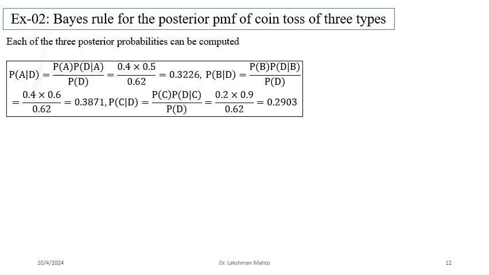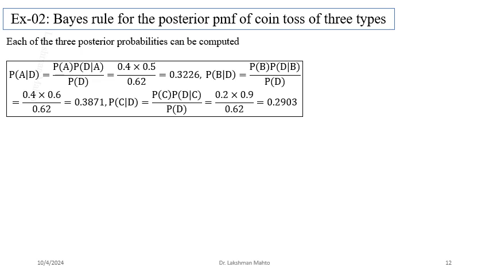So apply Bayes rule: probability of A times probability of D given A, divided by probability of D. The probability of D you have just computed, it is 0.62, and the probability of A is the prior probability of A, 0.4, that is 2/5. That comes from the uniform distribution, the uniform assumption you had taken. And what is the probability of D given A? If the coin is type A, it is an unbiased, fair coin. If you take a fair coin, what is the probability of getting it? 0.5. So what is the posterior probability?